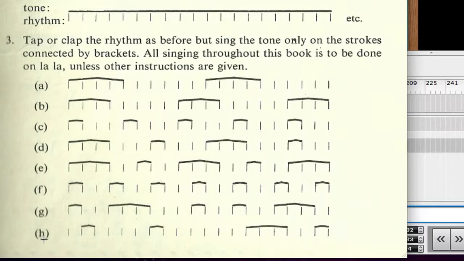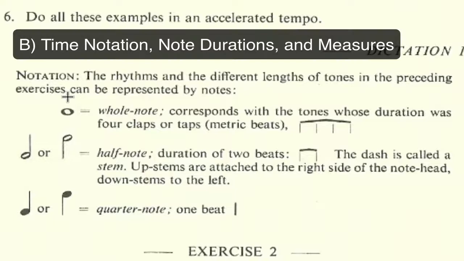1, 2, ready, go. Off. 1, 2, off, off, off. 1, 2, off. 2, 3, 4, 5. 1, 2, 3, 4, off. 1, 2. Good. Now let's go into notation.